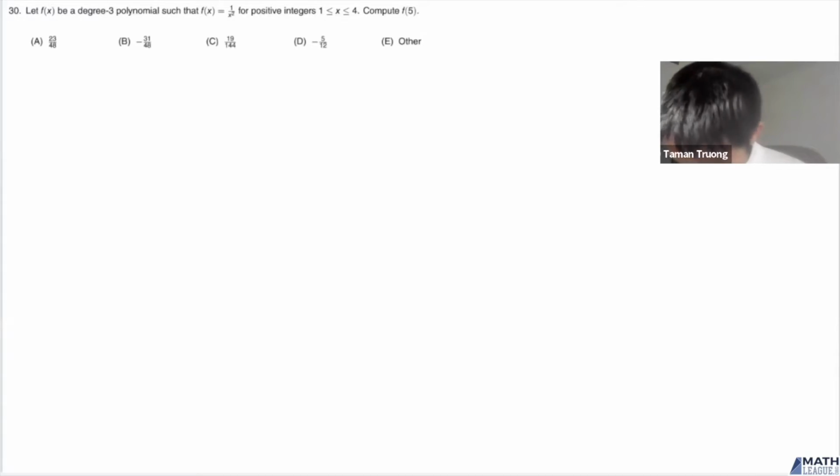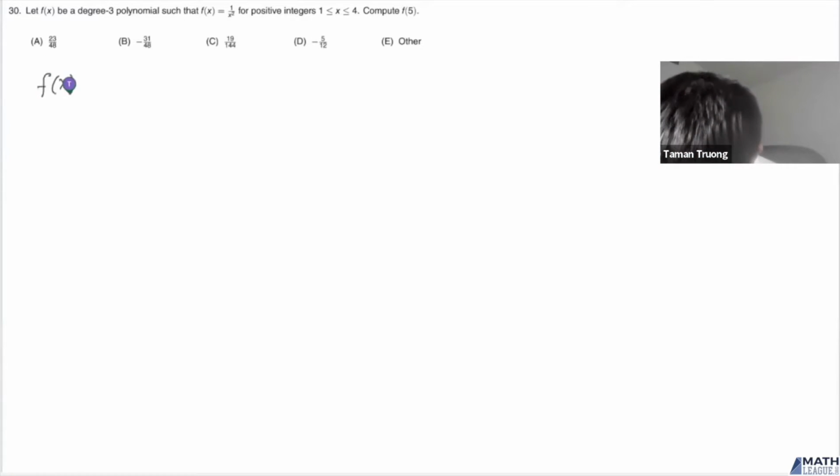Let's begin with the last question from the sprint round. Let f of x be a degree 3 polynomial such that f of x equals 1 over x squared for positive integers x between 1 and 4 inclusive. Compute f of 5. Okay.